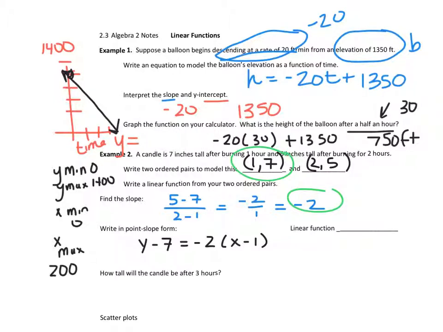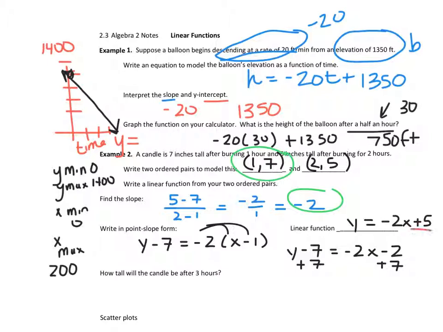Now I'm going to actually solve for y when I write my linear function. So I'm going to do y minus 7 equals negative 2x minus 2 and add 7. So y equals negative 2x plus 5. Oops, actually I noticed a mistake because it was kind of weird for it to start at 5 when it's burning down. It's 7 at 1 hour, so I can see my mistake right here. This would be plus 2 right here. So this should have been a positive 2 because negative times negative is positive. So add 7, so it's going to be plus 9. That makes more sense.